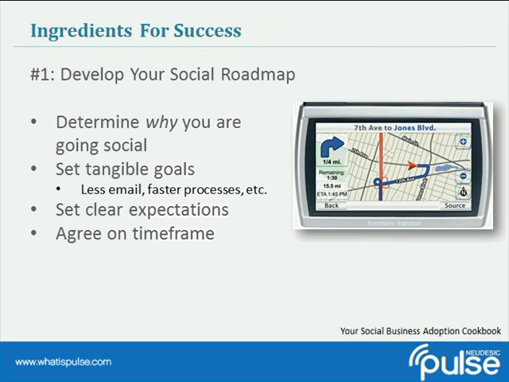Other end of the spectrum, very easy tangible goal, we want to have less email. So we want to reduce email traffic by 30%. Some type of faster process. It typically takes us 3 weeks to close some type of deal, but with social we want to move our ability to crank out a proposal from 3 weeks to 2 weeks, that kind of stuff. So the more that you can put hard metrics against something like social, the better off you're going to be.